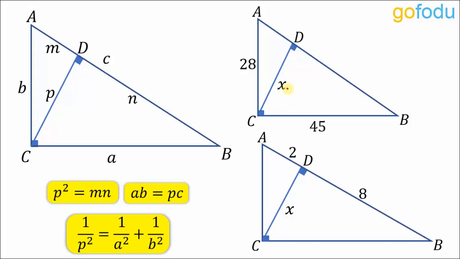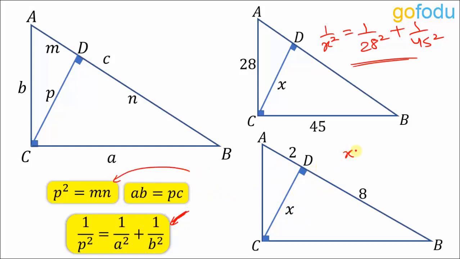So for this, x will use this formula. 1 upon x square is equal to 1 upon 28 square plus 1 upon 45 square. Get the value of x from here. And for this case, we will be using this formula. X square is equal to 2 into 8. X square is 16, x will be 4. So this was the case of similarity in right triangle.